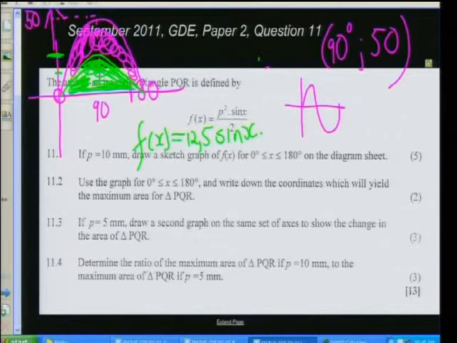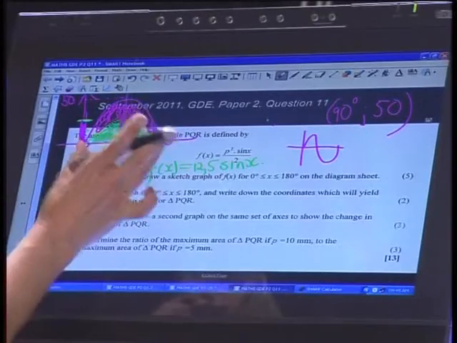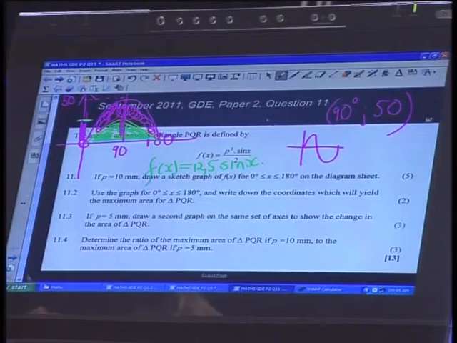Finally, question 11.4. Determine the ratio of the maximum area when P is 10 to the maximum area when P is 5. Okay. So when P is 10, that is 50, right? And when P is 5, we are dealing with 12 and a half. So it's a quarter. The height is a quarter of what it was before, because the area of the base remains the same. So 50 divided by 12 and a half, or 1 to 4.